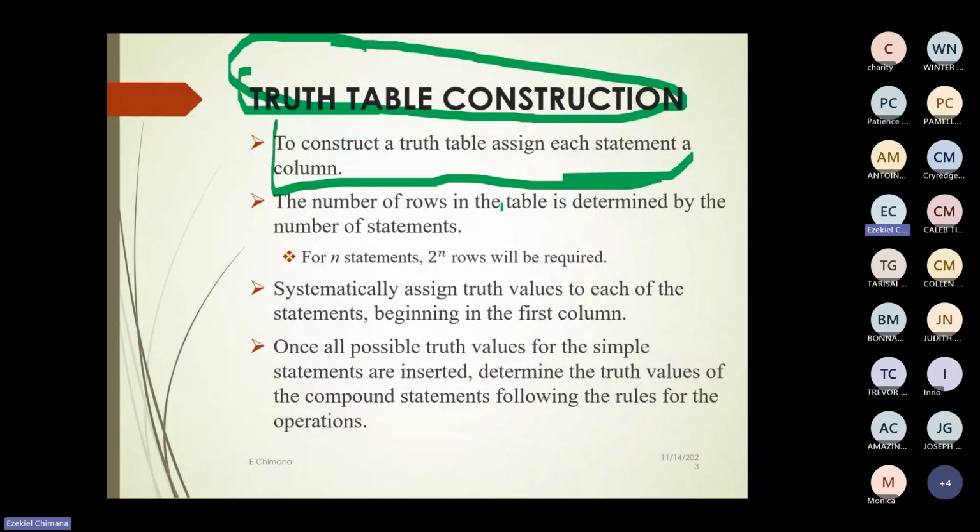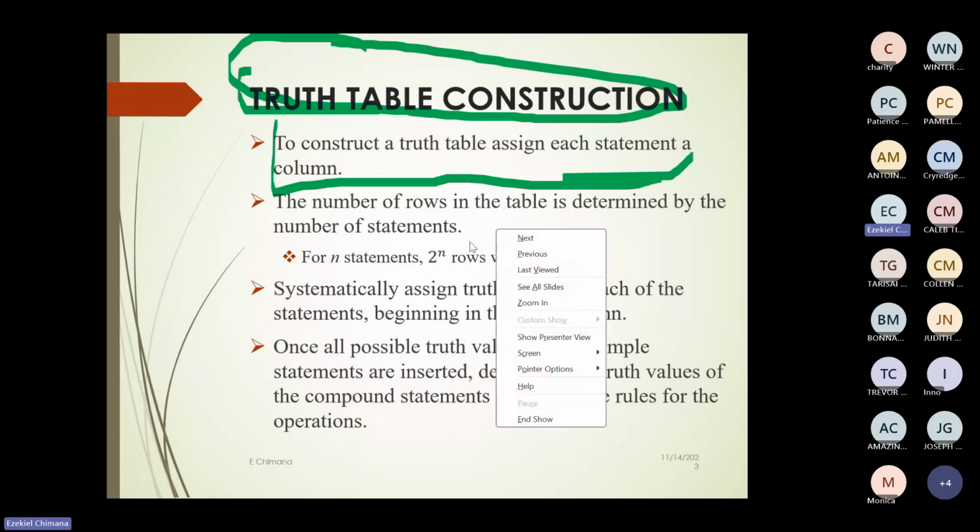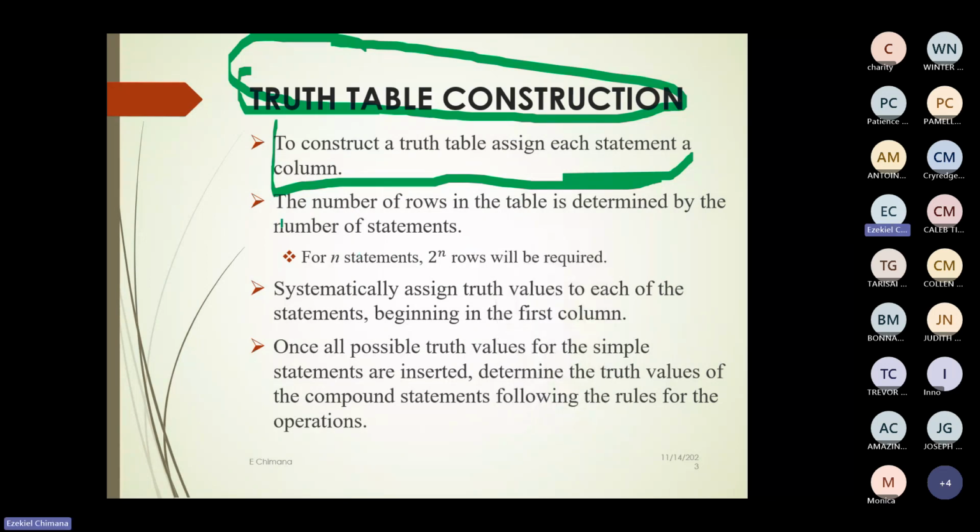The number of rows in the table is determined by the number of statements. For n statements, you always have 2 to the power n rows. So the number of statements will determine the number of rows that you are going to have. If you have 3 statements, you are going to have 2 to the power 3, which is 8 rows.